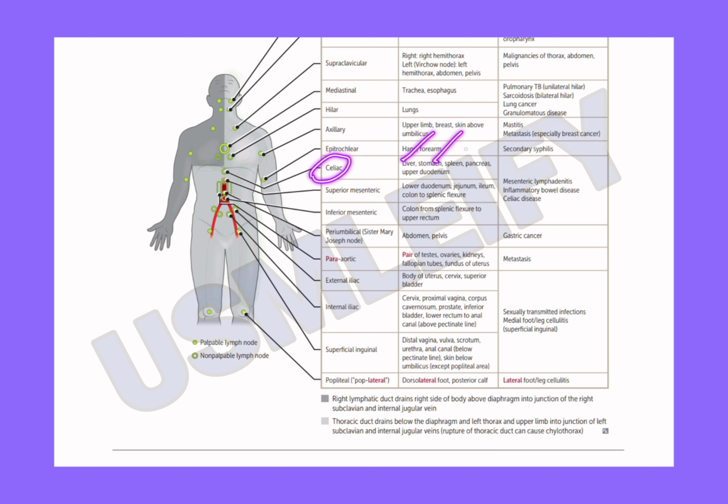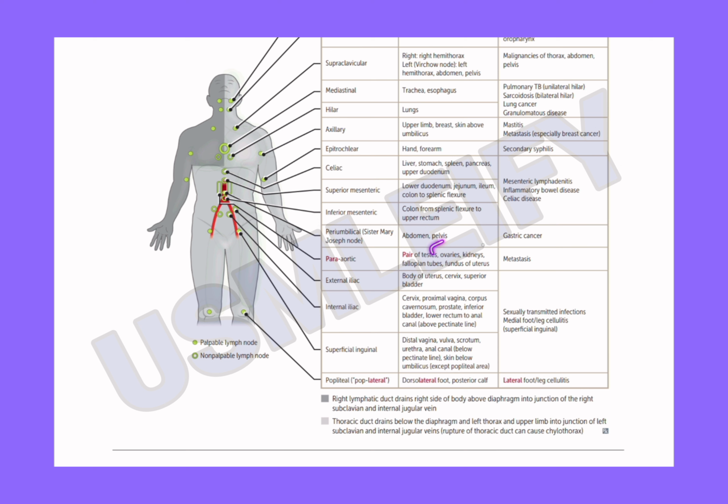Celiac nodes drain the liver, stomach, spleen, pancreas, and upper duodenum. Superior mesenteric nodes drain the lower duodenum, jejunum, ileum, and colon up to the splenic flexure. Inferior mesenteric nodes drain the colon from the splenic flexure to the upper rectum. These are involved with mesenteric lymphadenitis, inflammatory bowel disease, and celiac disease. Periumbilical or Sister Mary Joseph node is for advanced gastric cancer. It drains the abdomen and the pelvis.